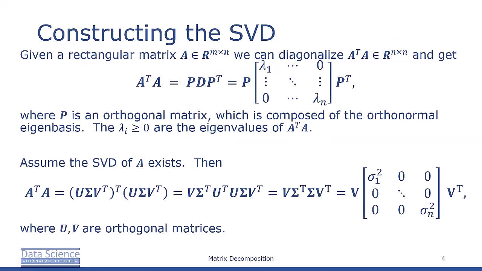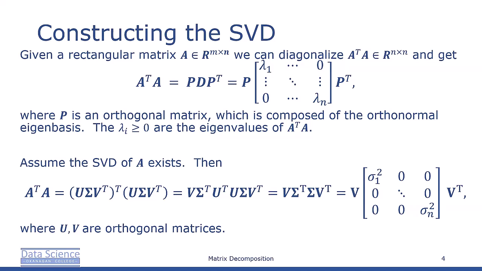Let's take a moment to explore how the singular value decomposition is constructed. Computing a singular value decomposition of an m by n matrix A is equivalent to finding two sets of orthonormal bases, U and V. From these ordered bases, we construct the matrices U and V.